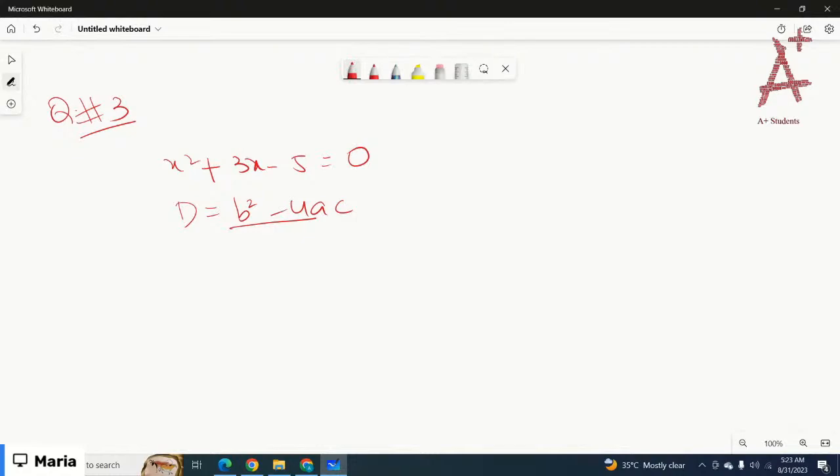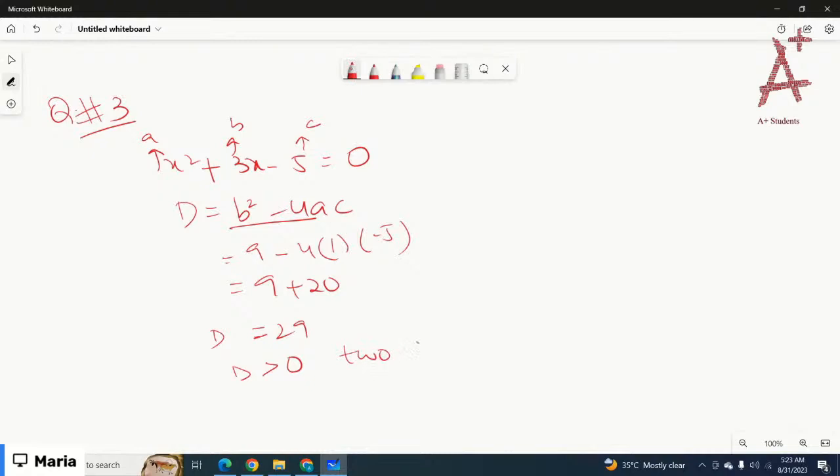Okay, a is 1, b is 3, and c is negative 5. So b square is 9, minus 4 times 1 times negative 5, minus minus is plus, so 9 plus 20. That would be 29, right? That means d is greater than 0. When d is greater than 0, that means the equation has two real roots, right? That means this equation has two real roots.